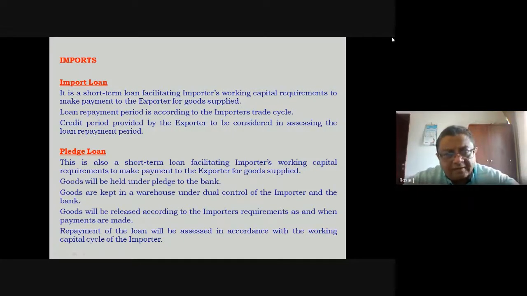You have paid the exporter already, but you are giving a loan to the importer. That is called import loan, right? Pledge loan is where you don't give like import loan. For an import loan, you send the money to the exporter, and you give the documents to the importer. He goes and clears the goods, and then it's at his control. He sells the goods, and maybe he'll give the money, maybe he won't, but that's for you to assess, right?